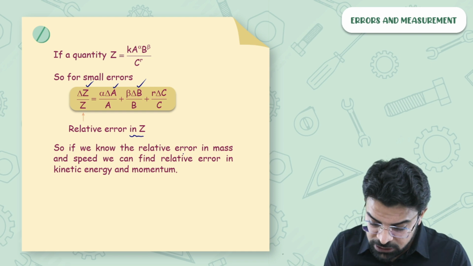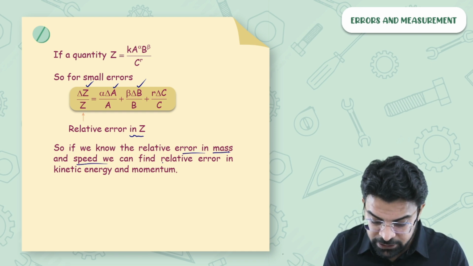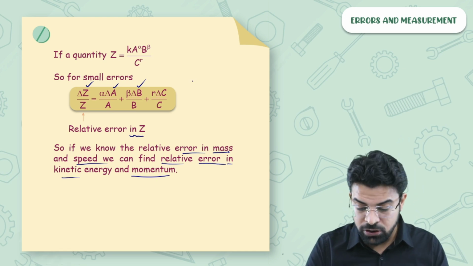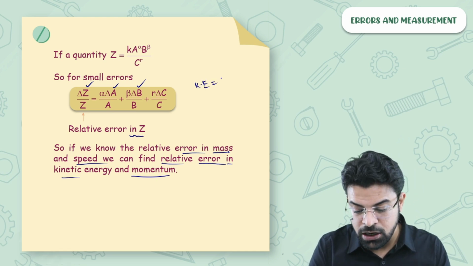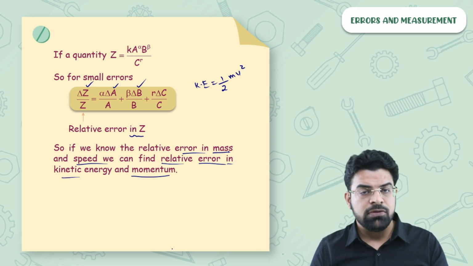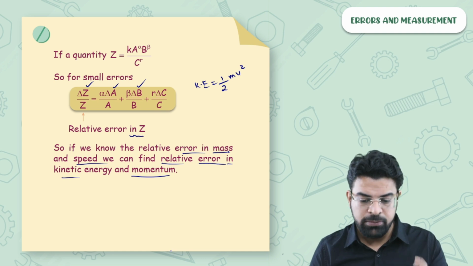So if we know the relative error in mass and speed, we can find the relative error in the kinetic energy and momentum, because we can write kinetic energy equals half m v square. So delta KE by KE equals delta m by m plus 2 delta v by v, right?